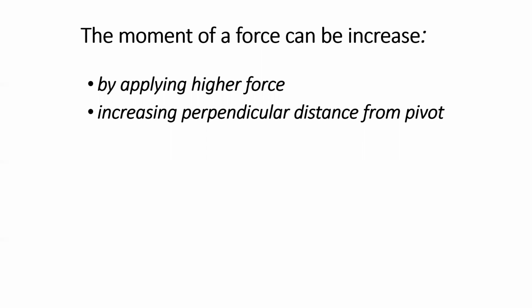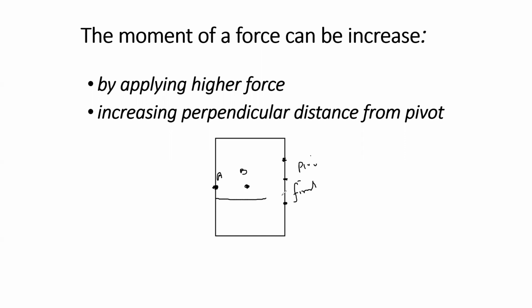That is why the door handles are always placed far from the pivot, at the end. For example, if a door is fixed from this side, this is the fixed side or the pivot. The door handle is not placed in the center; it is placed at the other end. Why? So that it has a greater distance from the pivot, so the door can easily rotate or turn, or we can produce a greater turning effect.